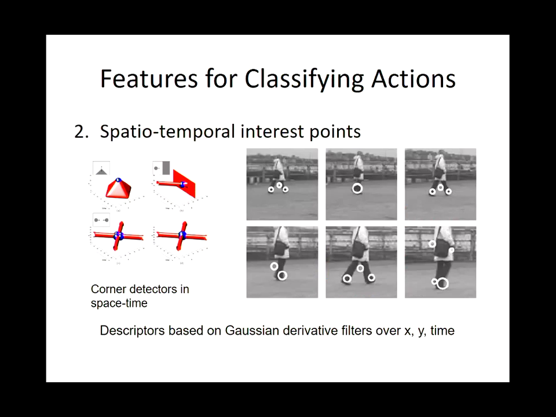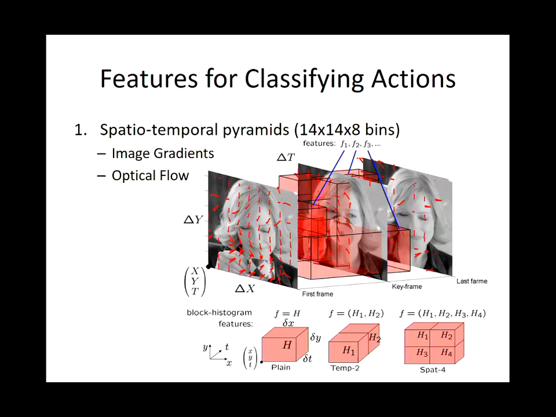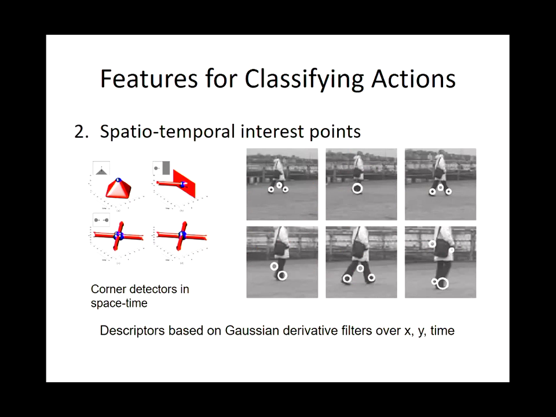Okay. The second one is to extract features not densely. Instead of constructing the histogram by examining what the feature is here, here, here, at all possible locations, you do it sparsely, not everywhere, but only at so-called spatiotemporal interest points.